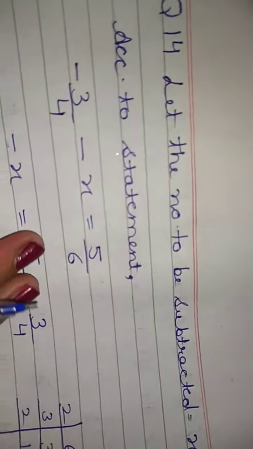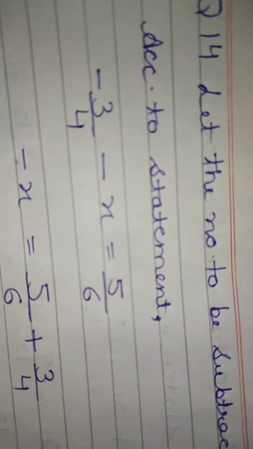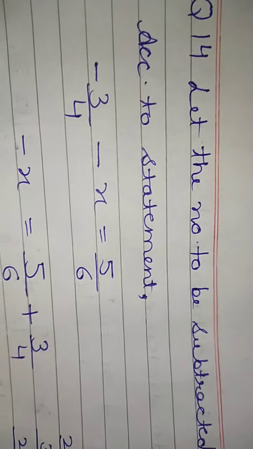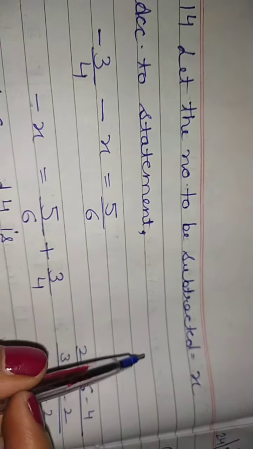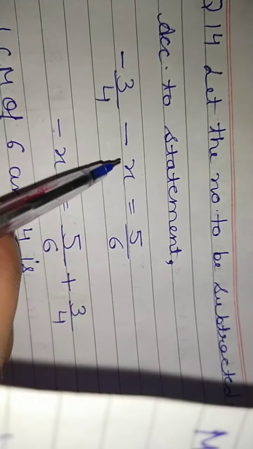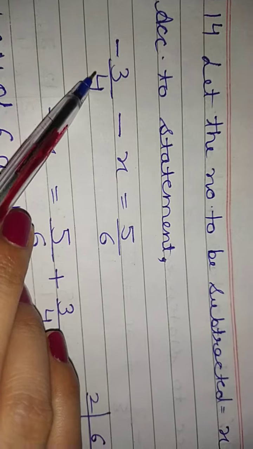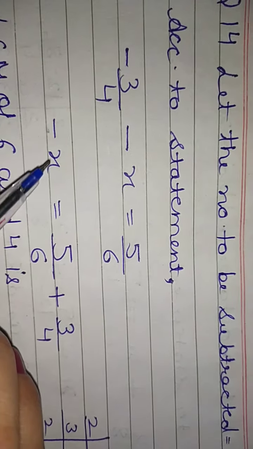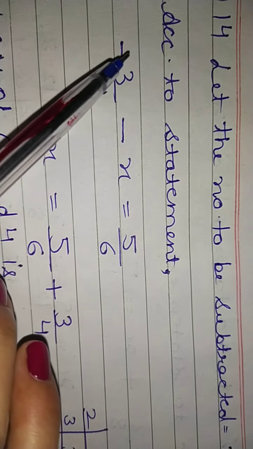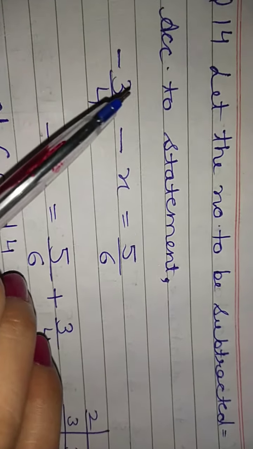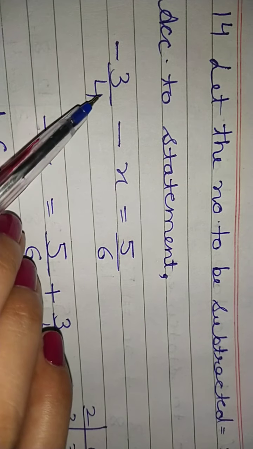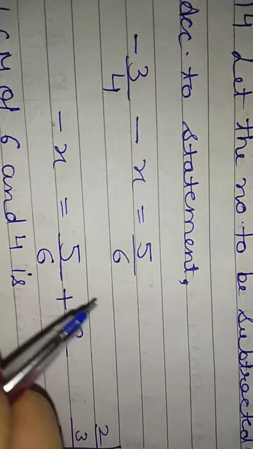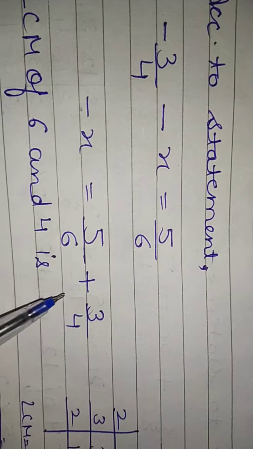The statement of question number 14 is: what should be subtracted from minus 3 by 4 to get 5 by 6? So let the number to be subtracted be equal to x, and according to the statement, minus 3 by 4 minus x is equal to 5 by 6. Keeping minus x on the left hand side, when we take minus 3 by 4 from the left hand side to the right hand side, its sign will change and it becomes 5 by 6 plus 3 by 4.